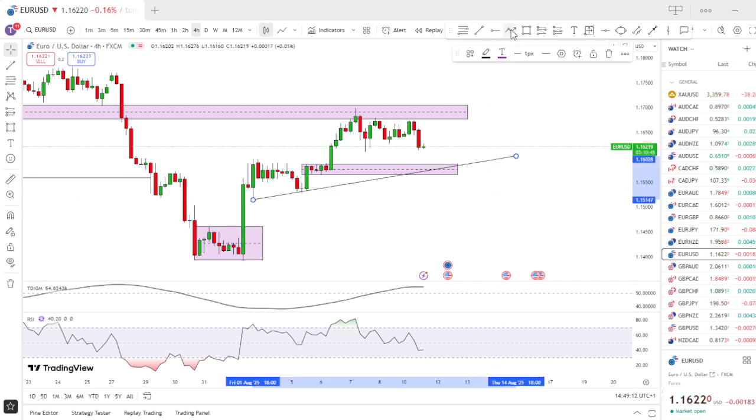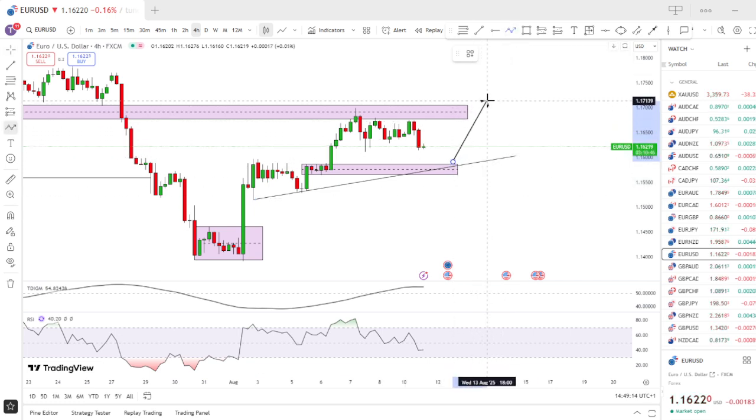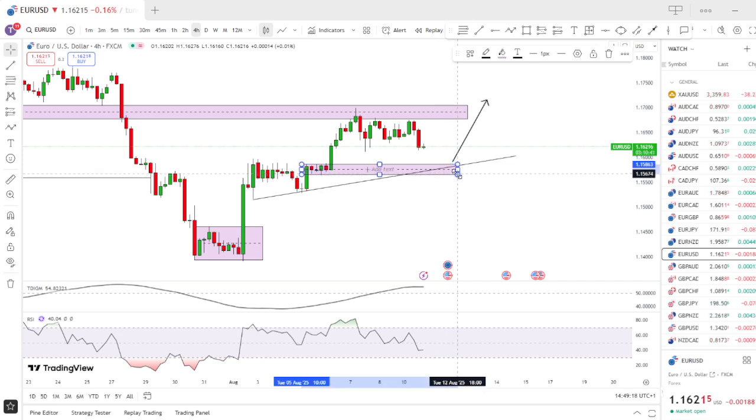So this is my current bias for possible buys off of Euro USD. I don't know if I'm going to still get to see this happen this week. I can see that the POI, the point of interest rather, is quite slim, between 1.15863 and 1.15657.